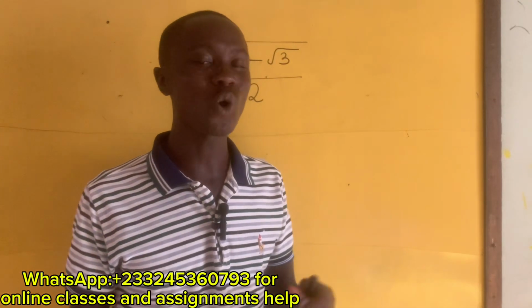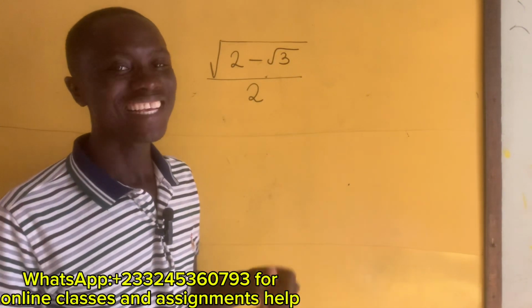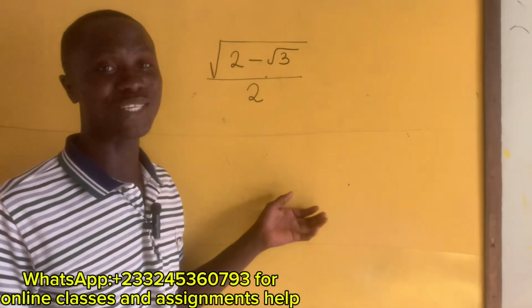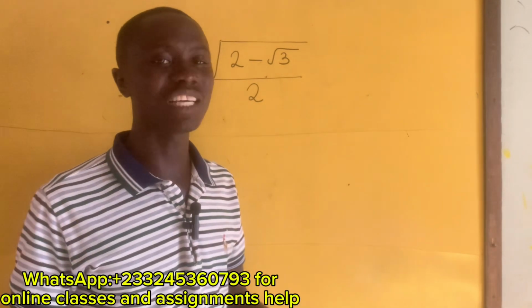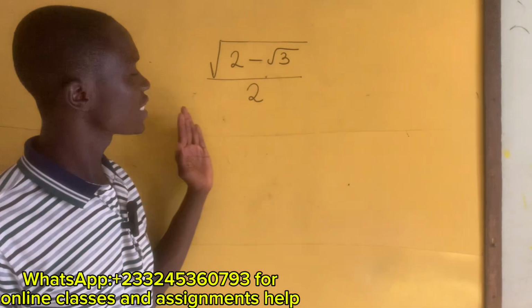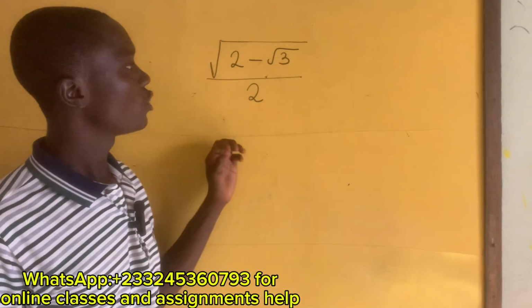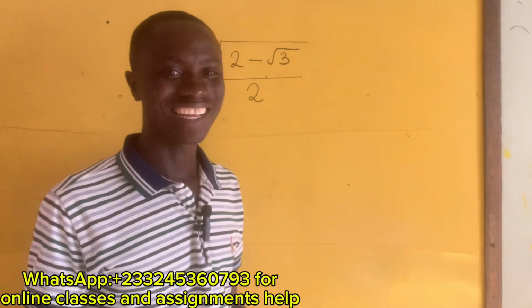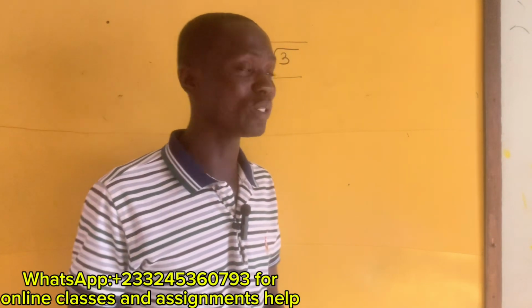In this video tutorial, we'll be looking at how to simplify this nested radical expression. So join me as we do that in a very simple way. That's cool. Now let's see. How do we simplify the square root of 2 minus square root of 3, all divided by 2? This is very cool. So let's do that in a very few steps.